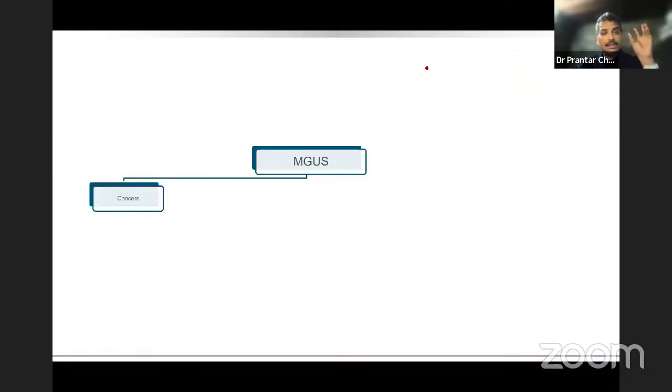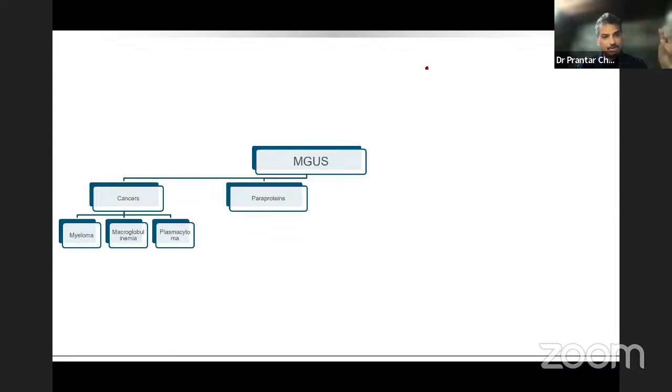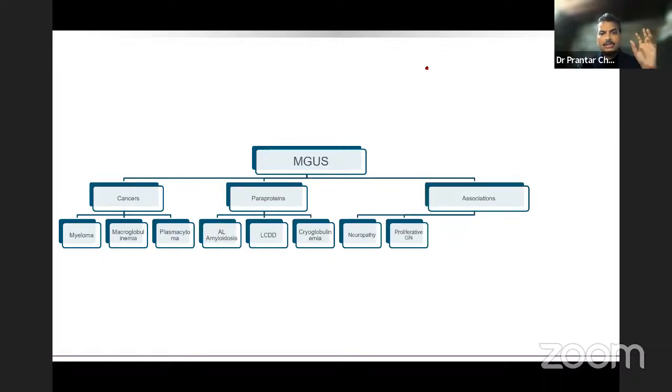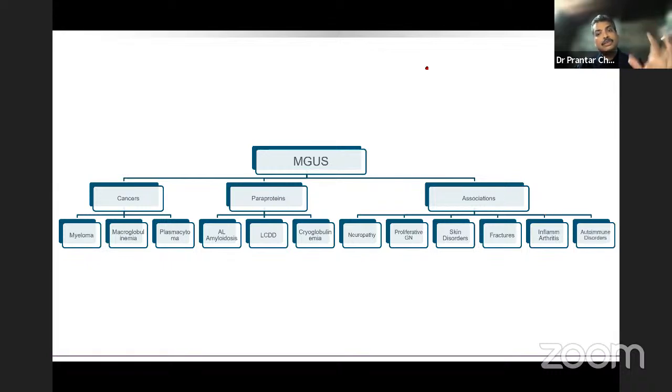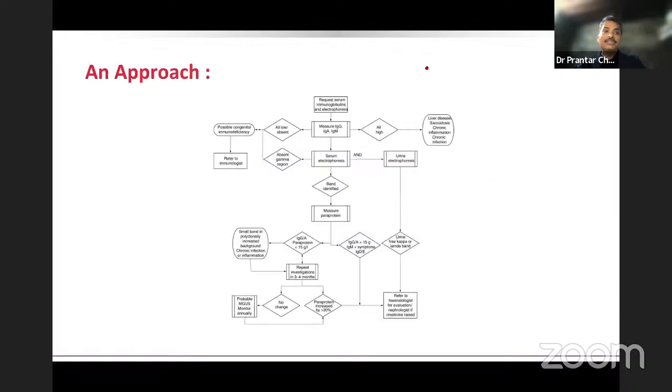So MGUS can be associated with conditions like myeloma, obviously, macroglobulinemia, plasmacytoma, amyloidosis, light chain disorder, neuropathy, proliferative glomerulopathy, skin disorders. We have a number of terms now. Monoclonal gammopathy of renal significance, monoclonal gammopathy of clinical significance, right? Inflammatory arthritis, rheumatoid arthritis can be associated with MGUS. But the debate today is, should we call it MGUS or should we call it MGCS?